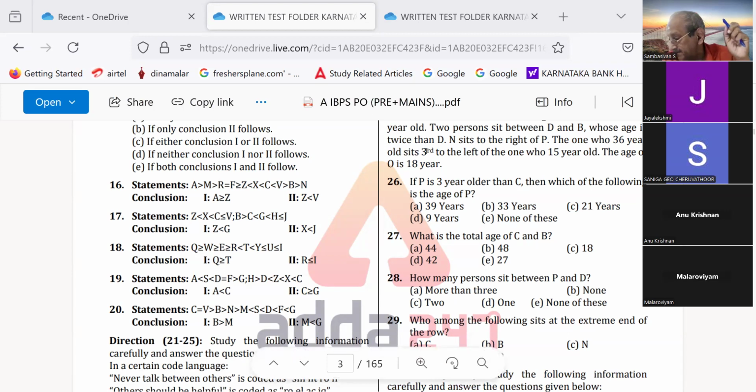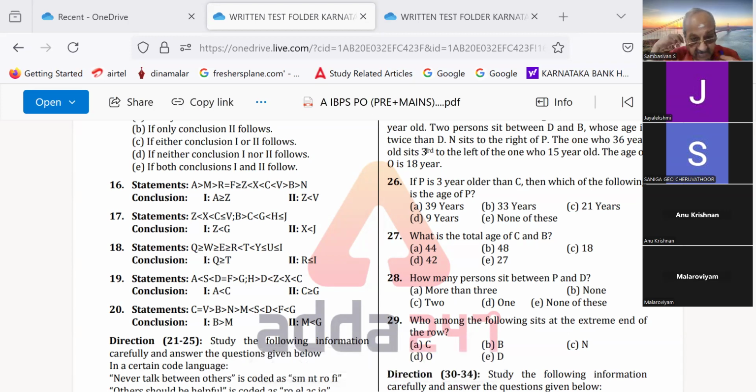What is the answer? 18. Please tell me what is the answer. Option D, neither nor. Please tell the cities: Bombay, Delhi, Calcutta. So option D is correct. Neither this one nor that one is correct.